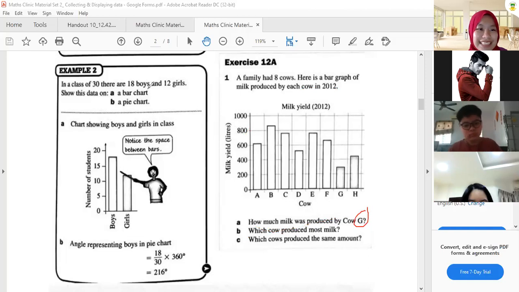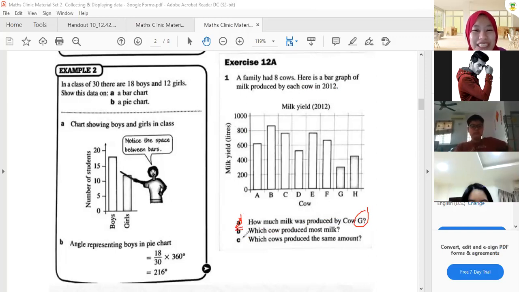Correct, yes. In your exam, it's from chapter 1 to chapter 8. Thank you. Cow G produced 300 liters of milk. Good. Which cow produced the most milk? Which cow produced more milk? Very good. Just simply take the information from the graph.